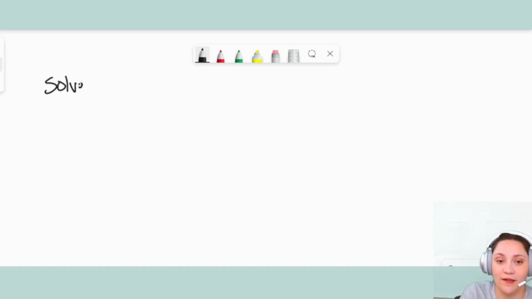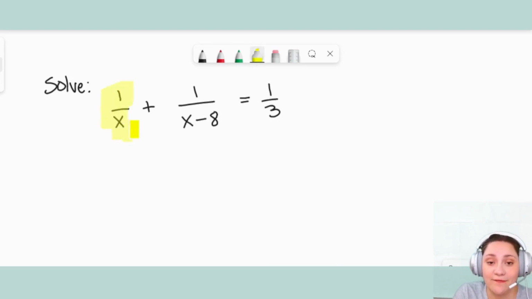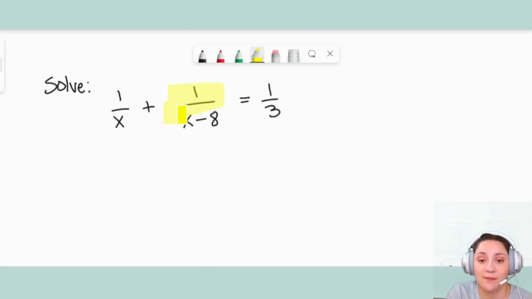We want to solve this rational equation: 1 over x plus 1 over x minus 8 is equal to 1/3. We know that this is a rational equation because we have these fractions with variables in at least the denominator. So if you're ever wondering how to identify a rational equation, this is how. As we talked about before, it includes one or more rational expressions.